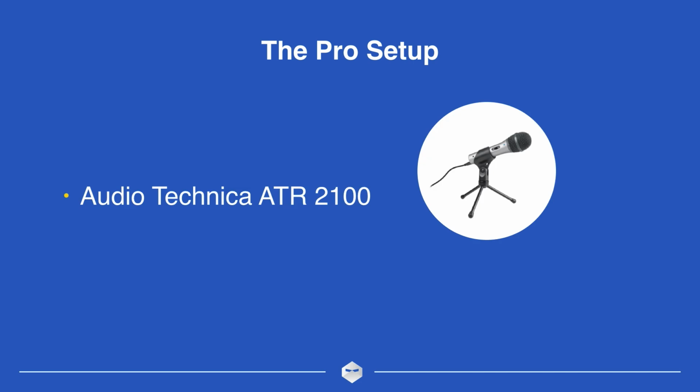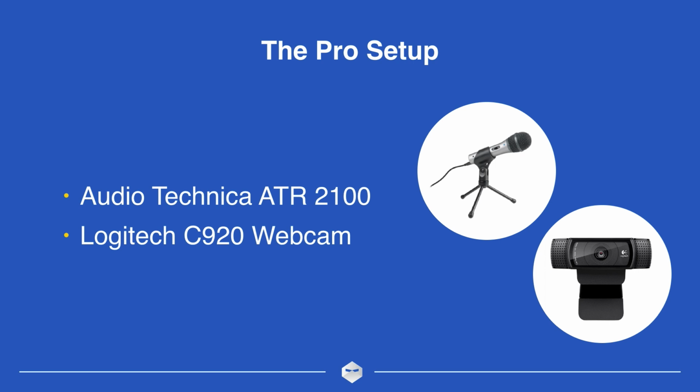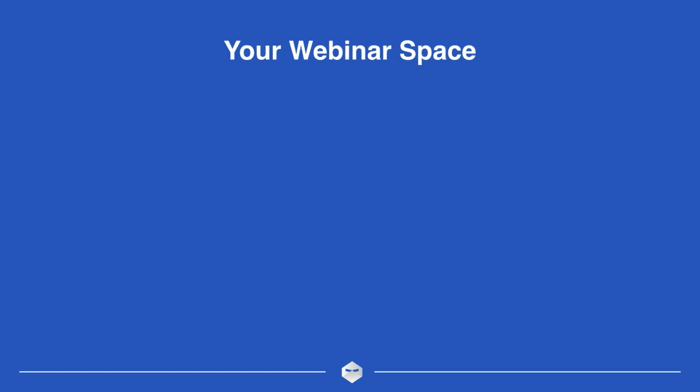mic. And again, we recommend the Audio-Technica ATR 2100, and get a great camera if you can, and we recommend the Logitech C920. Now, let's talk about the space you run your webinars in for a minute.